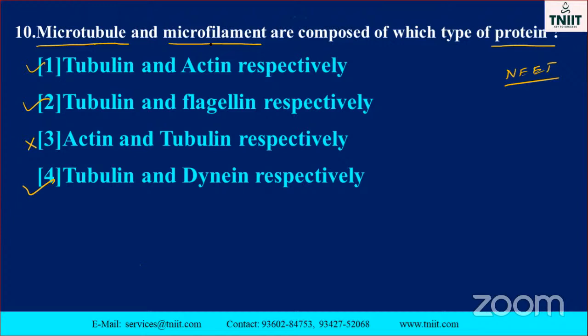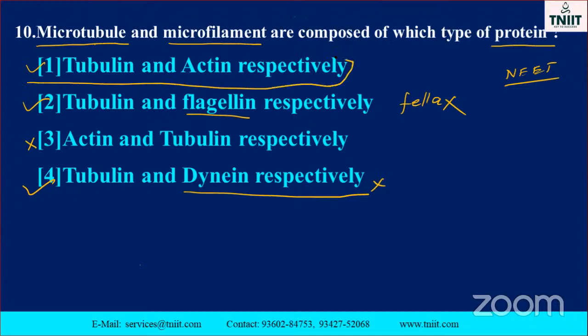Okay, microfilament they told. Microfilament is also made up of which one? Which is the correct answer? See, tubulin again comes. Sorry, flagellin comes. Flagellin is only present in the flagella, isn't it? So it will not come. Dynein will not come. So the option, as you already know, the first one is the correct answer. The microfilament is made of actin, microtubules of tubulin, respectively. That is very, very important.